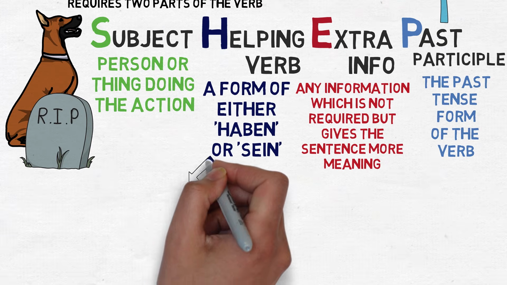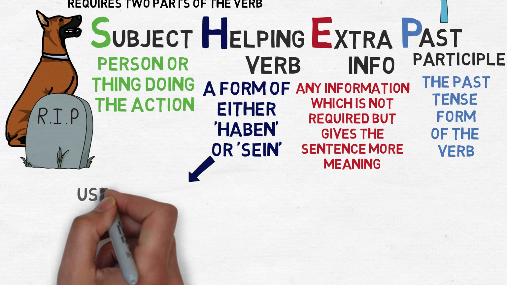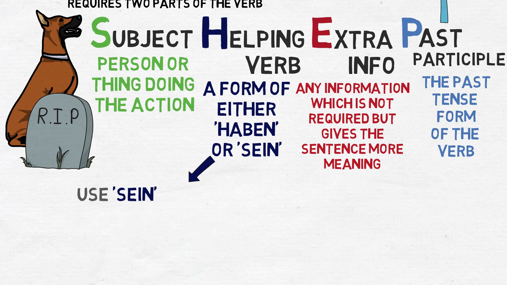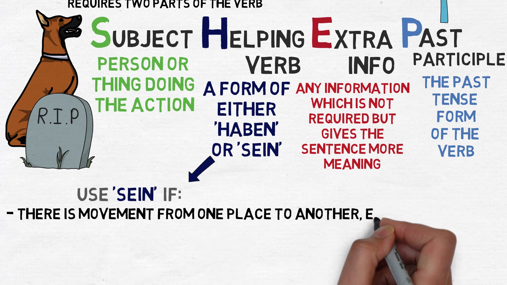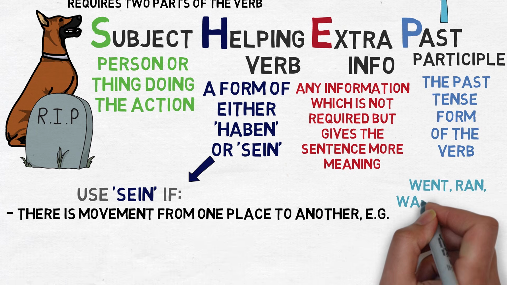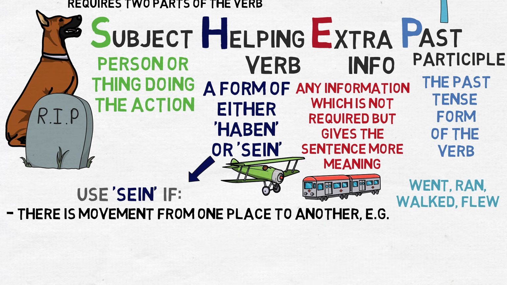To decide on which helping verb, haben or sein, to use, follow this thought process. Use the verb sein as the helping verb if there is movement from one place to another. For example, went, ran, walked, flew, etc. It's important to know what's meant here.